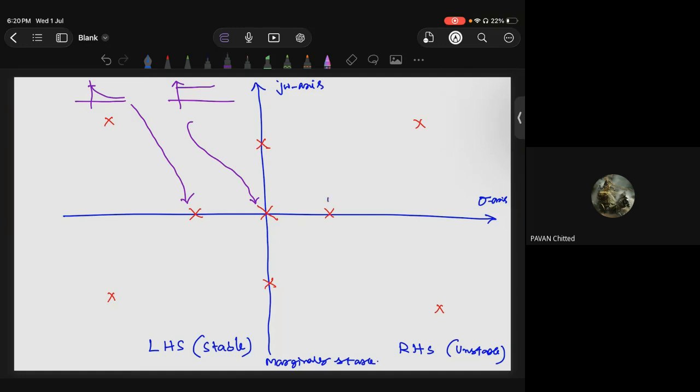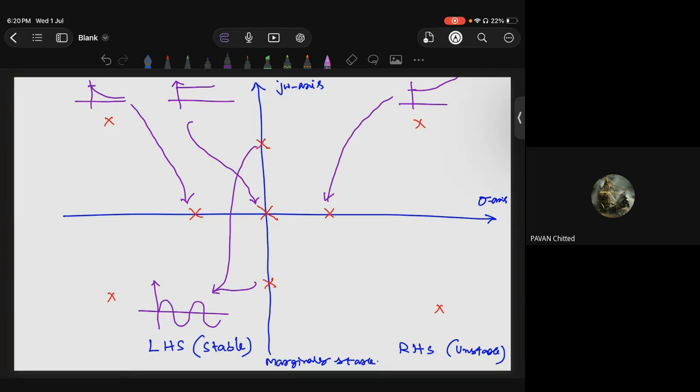Similarly, what is on this? e to the power at. It starts here and keeps increasing. Now also, what about these two? It will be like sinusoidal. Am I correct?